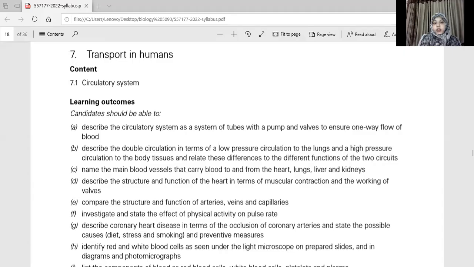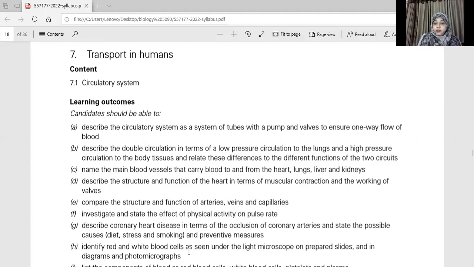Assalamu alaikum students. Today I will give you the crash revision of transportation and system. First of all, I want to show you the syllabus. In this portion, I hope this is in front of you. First of all, we have to study that the human circulatory system is made up of heart, blood vessels, and blood. And here we have to study about the double circulatory system.